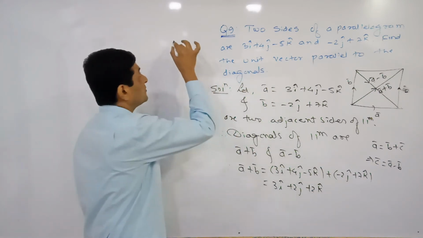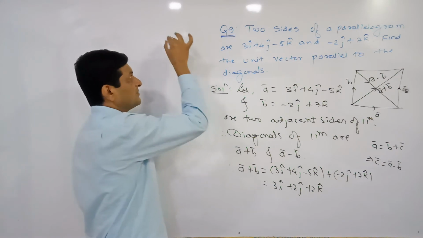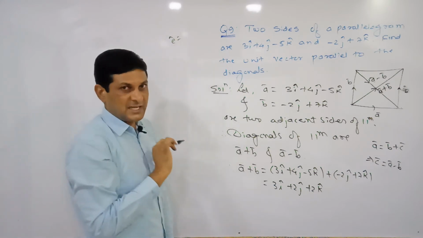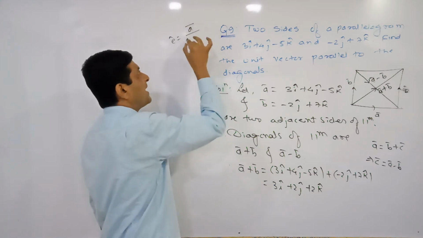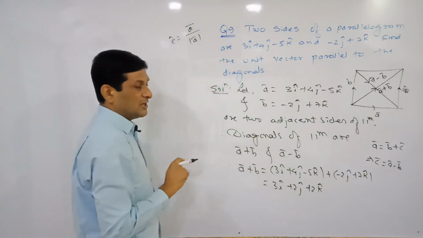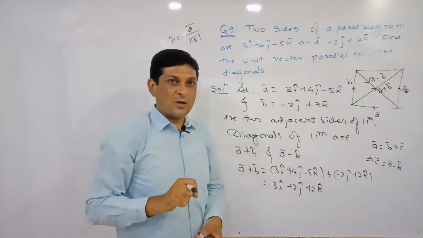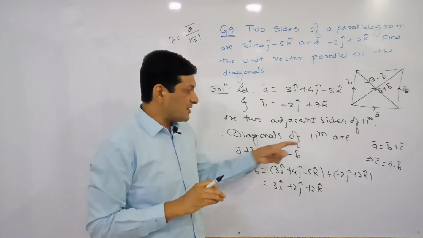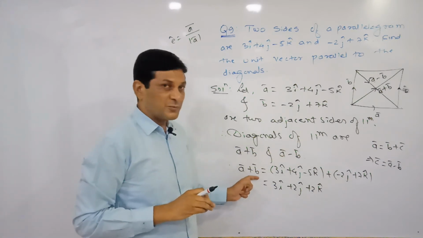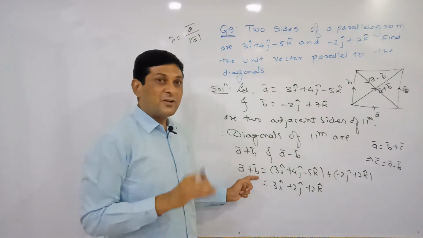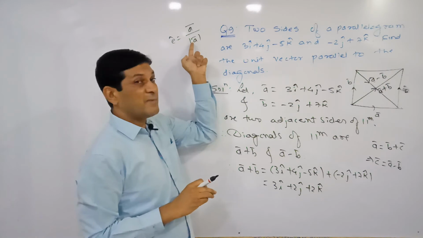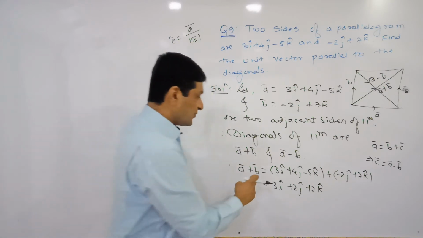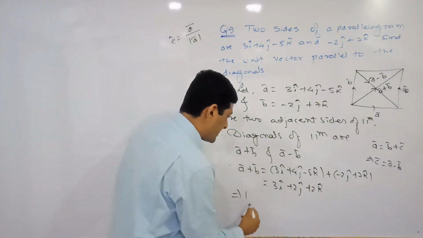And what is the formula to find out the unit vector along A bar? If we denote that unit vector by E cap, then the unit vector along A bar is A bar divided by its magnitude. We have to find the unit vector along the first diagonal, A bar plus B bar, which is known to us. But to find the unit vector, we have to divide it by its magnitude. So that's why we are finding the magnitude of A bar plus B bar.